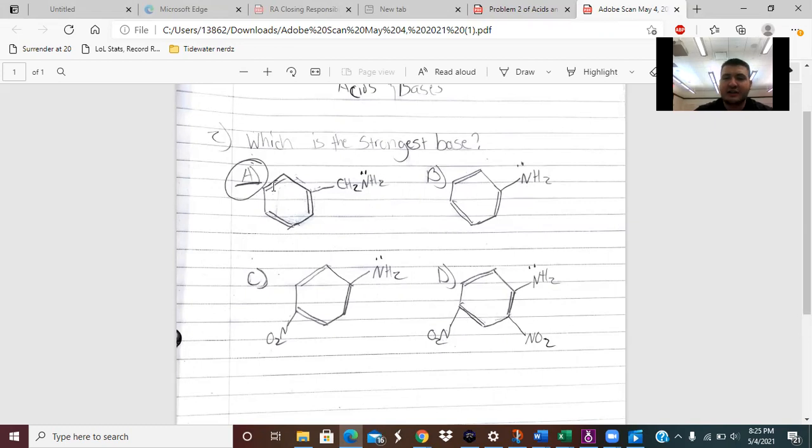So the only correct answer that this could be, due to this effect of the lone pairs and withdrawing groups, would be option A. So option A is the correct answer, and this is due to the lone pairs and the fact that there are no withdrawing groups present on this molecule.